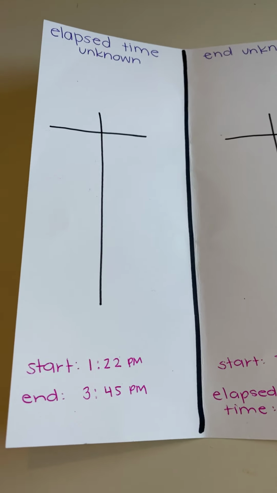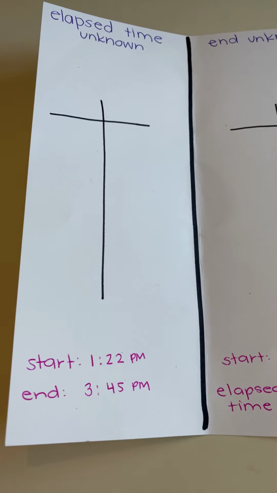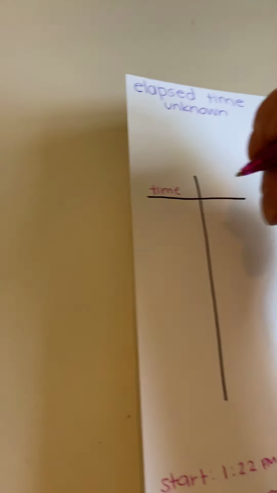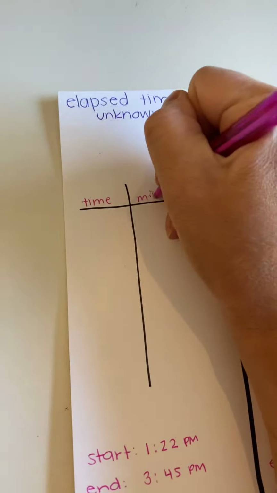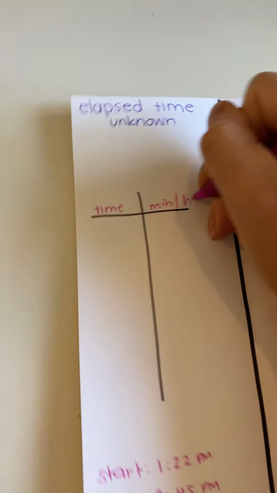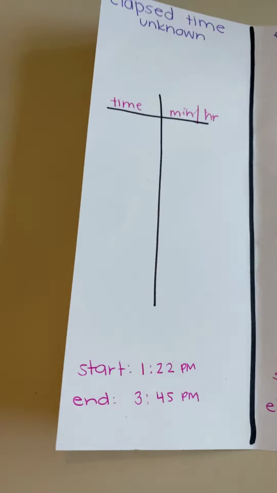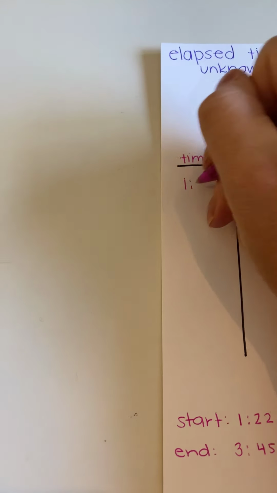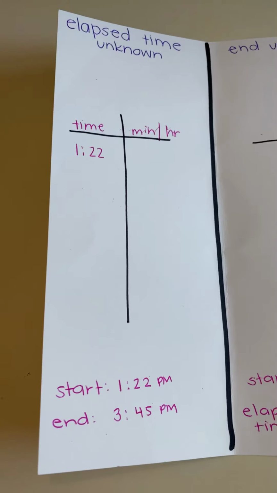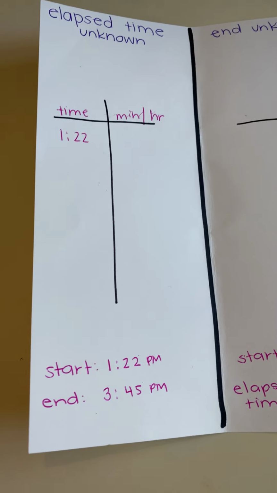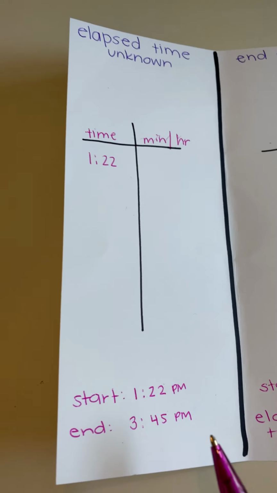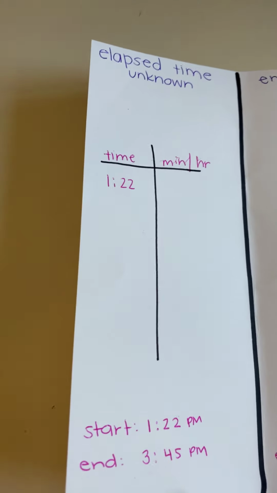Okay, so for this one, we have a start time of 1:22 p.m. So up here, remember, we write time. And on the right, we write minutes / hours. Okay, and my start time, it tells me, is 1:22 p.m. So I'm going to write that here, 1:22. Okay, and we are trying to get to 3:45 p.m. So I've got to ask myself, how can I get from 22 to 45?